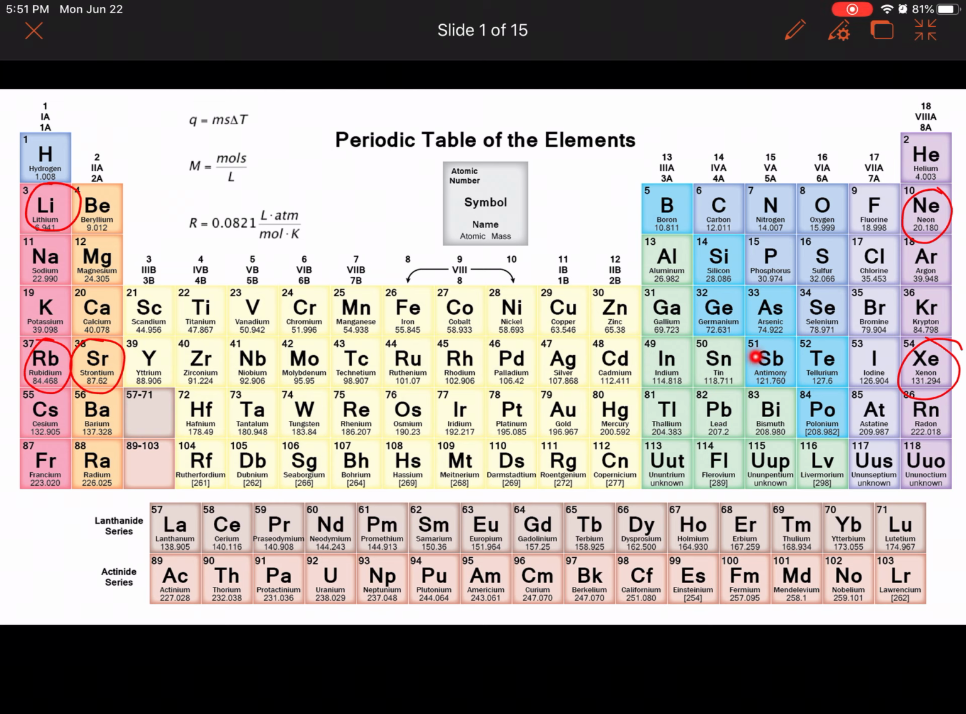So this is the fourth period. As you go down, the size increases. So between neon and xenon, which one is the smallest? It's neon. And between neon and lithium, which one is the smallest? Neon. So the smallest atomic radius would be neon. Okay.